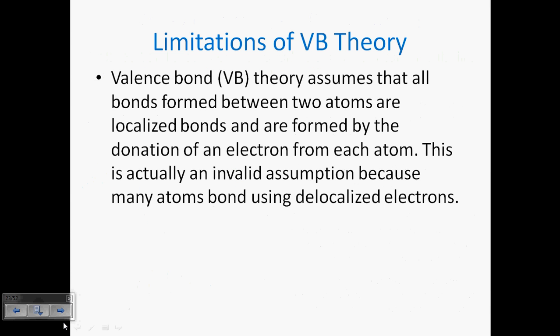Even though valence bond theory was very successful in explaining bonding in terms of overlapping of atomic orbitals, sharing of electrons, and attraction of electrons by two nuclei, it has limitations. The biggest limitation of valence bond theory is that it assumes all the shared electrons are always localized. However, that is not true. A lot of the bonding happens because of delocalized electrons, and valence bond theory does not regard those. That is one shortcoming of valence bond theory.